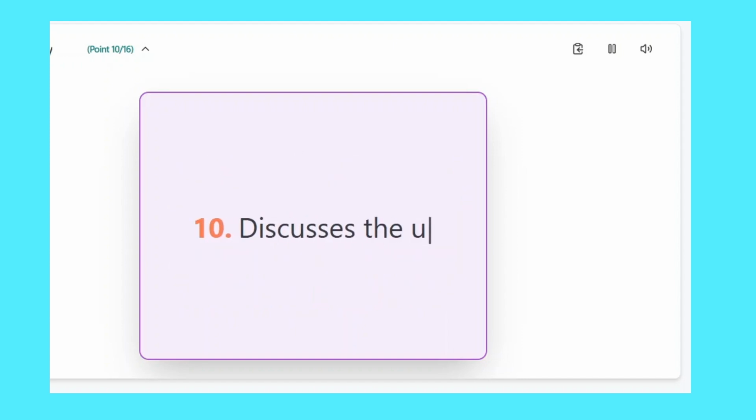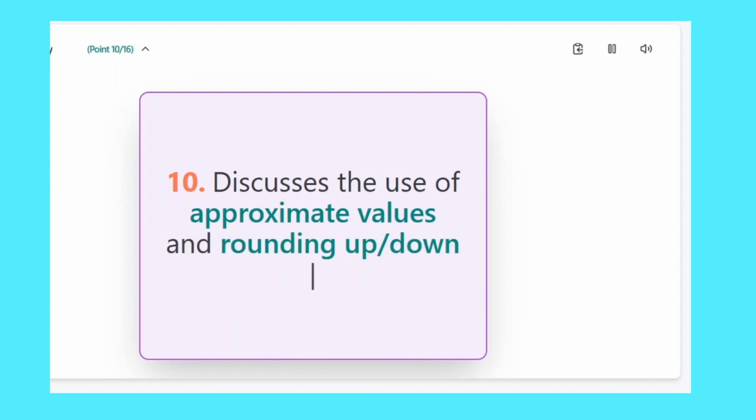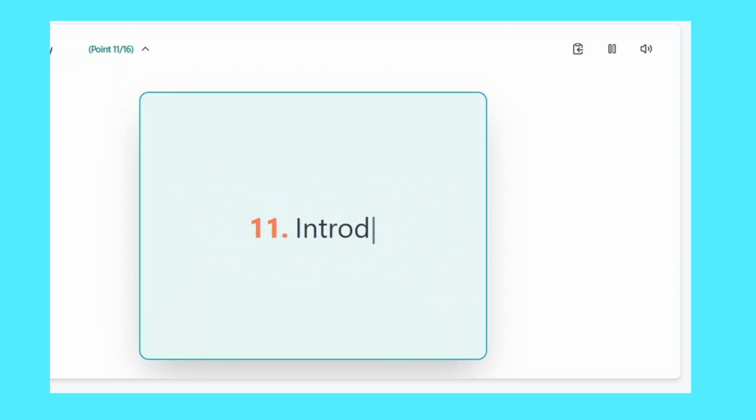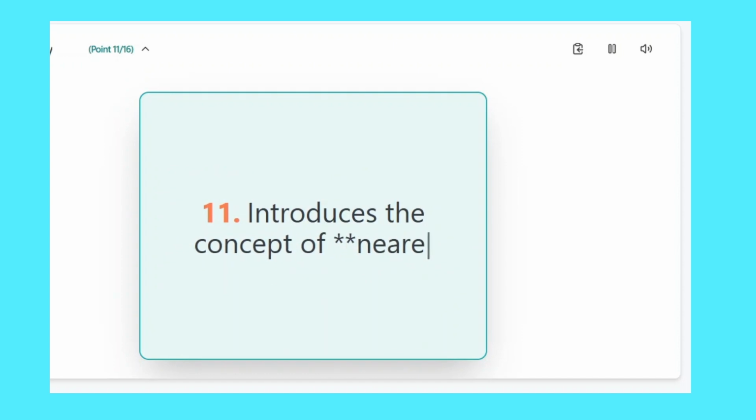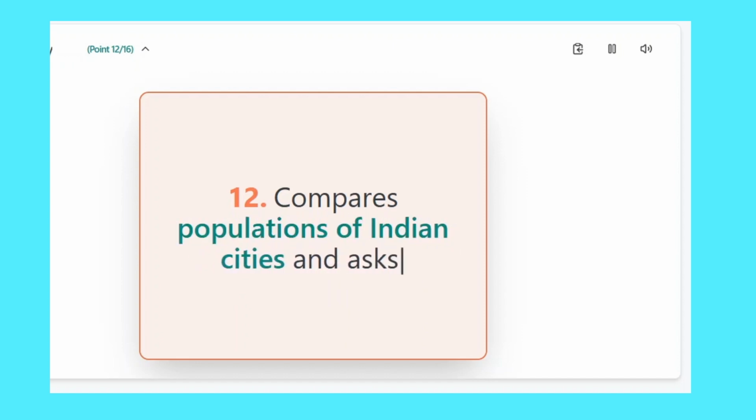Discusses the use of approximate values and rounding up and down numbers in real-life situations. Introduces the concept of nearest neighbors for large numbers. Compares populations of Indian cities and asks questions based on the data.